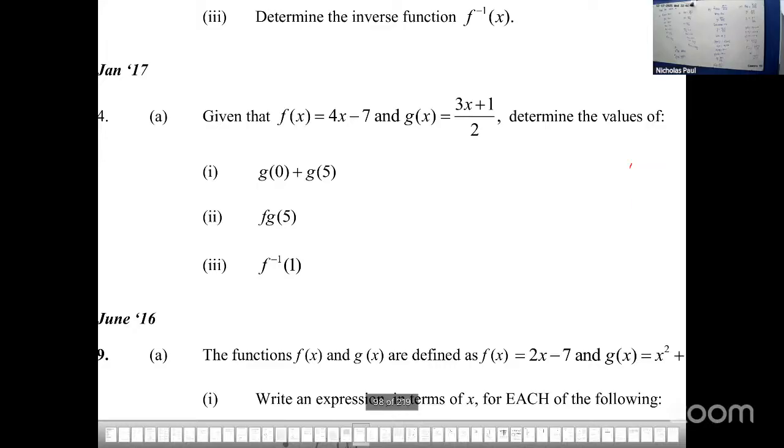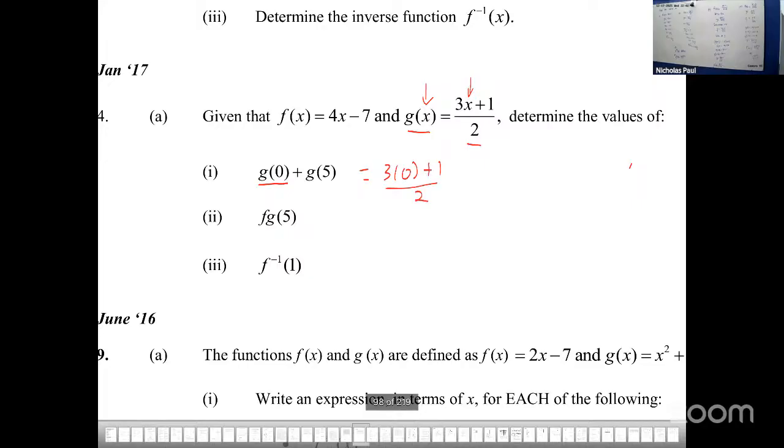So let's start. We're going to find g of 0. So this is g of x. Please remember, every time you see a function that they gave you, it has x in it. But when they say g of 0, it means the x is gone and it's been replaced by 0. So it will be 3 times 0 plus 1, all over 2.